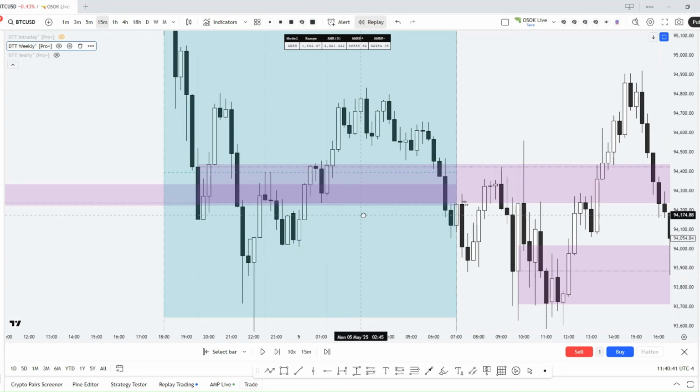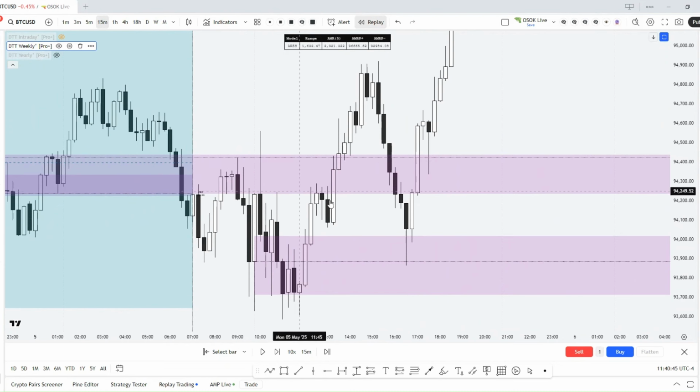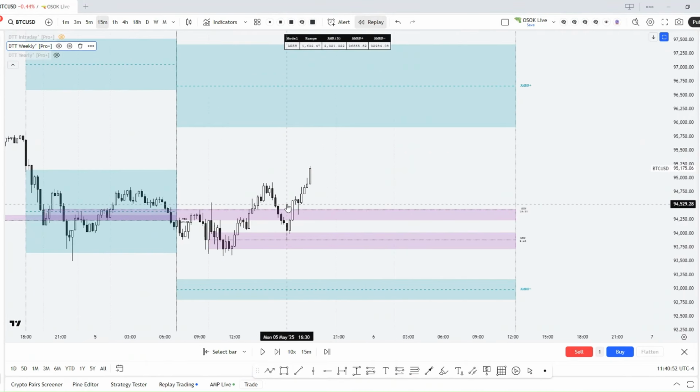Then we'll see what happened over here. Let's dissect price a little bit. So over here, everything's being balanced out. It's kind of nasty looking. We'll see if there's an inversion that takes place. Now you can see how price did invert this area up here.